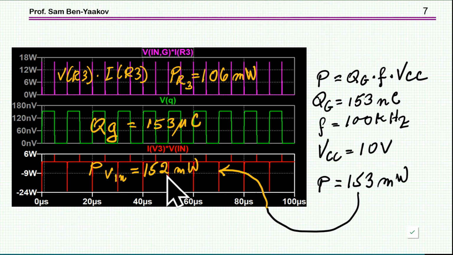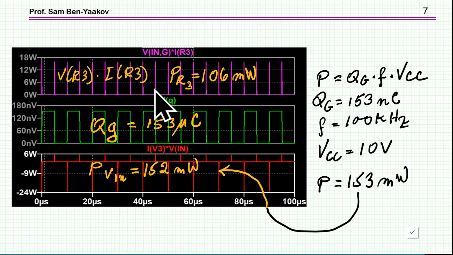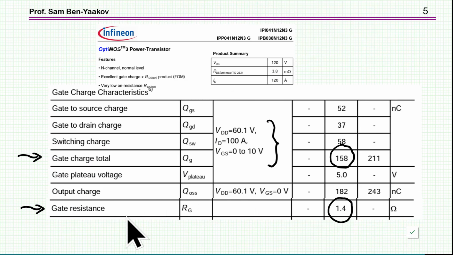That's very close. Okay, and now I'm also measuring the power dissipated by the series resistor. Again, by multiplying the voltage and the current through it, and this is the time domain power. Taking the average, I found that this is 106 milliwatts. So we know that the total input power is 153, and this power here is 106 milliwatts. Therefore, the difference is the power which is dissipated within this R sub G. Since the same current is passing through, I can calculate RG from this ratio, and I'm getting it to be 1.33 ohm. As you see here, it was specified as 1.4. So we can see that the model is pretty good, at least in these two terms.